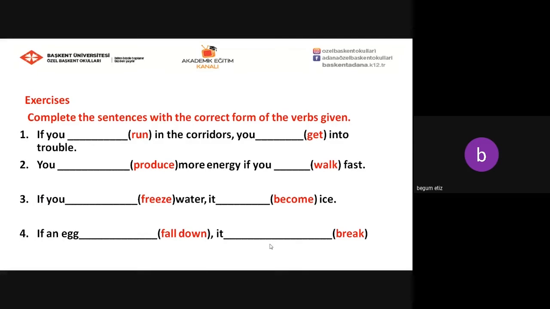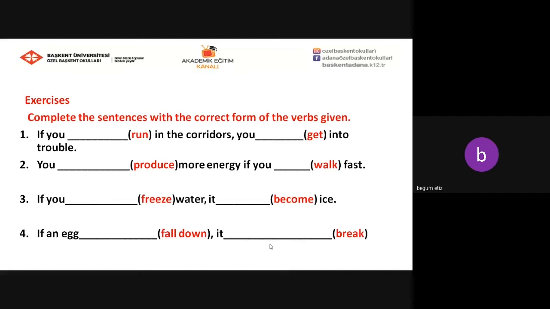Okay, here's an exercise that you need to complete the sentences with the correct form of the verbs given. As you see here, there are totally 4 sentences. You just need to complete the sentences with the correct form of the verbs given. Let's read them together. Let's start with the first one.